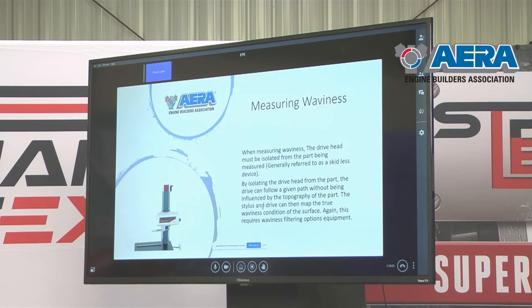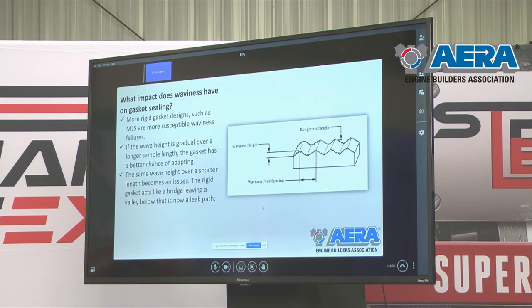So what does waviness do to a gasket? More rigid designs like MLS gaskets, going back to that earlier image that I shared, don't conform to waviness as well as a paper, clay composite, or graphite gasket, which are reasonably soft materials, so they conform very well. The embossments in the steel stopper layer make the gasket pretty stiff.